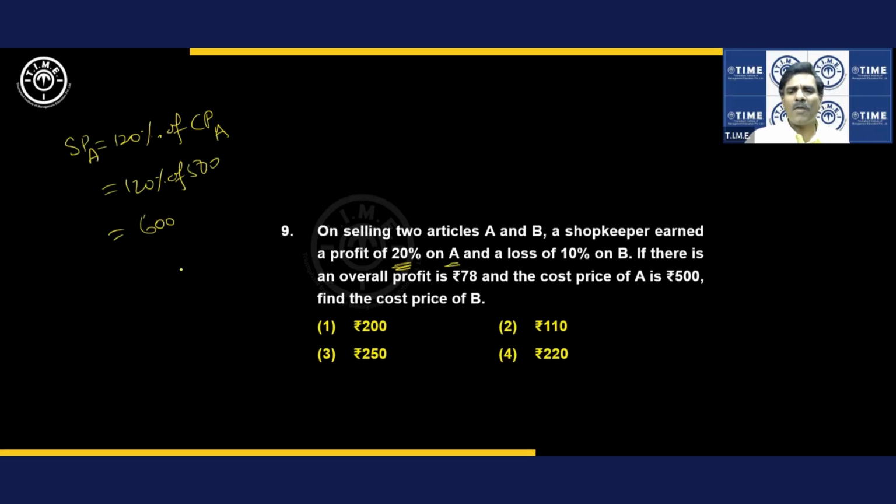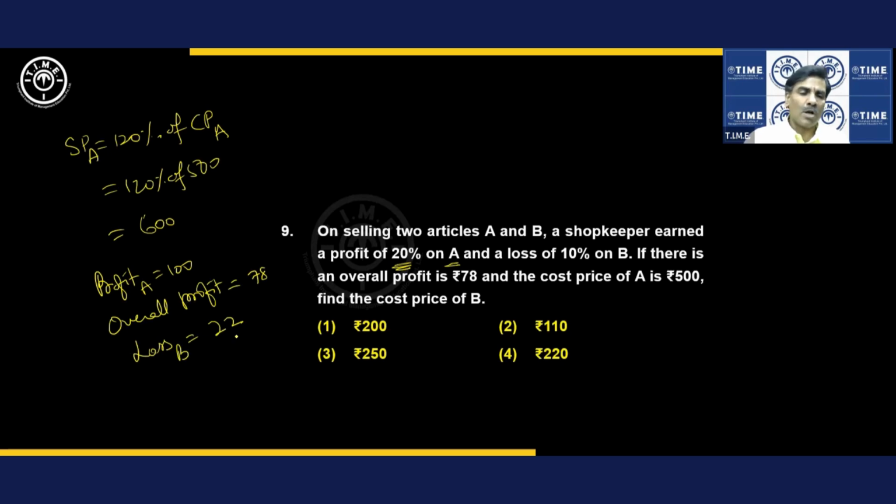And there is an overall profit of 78 rupees. That means the profit on A is 100 rupees and the overall profit is only coming out to be 78 rupees. That means there is a loss of 22 rupees on B. So the loss on selling B is 22 rupees.